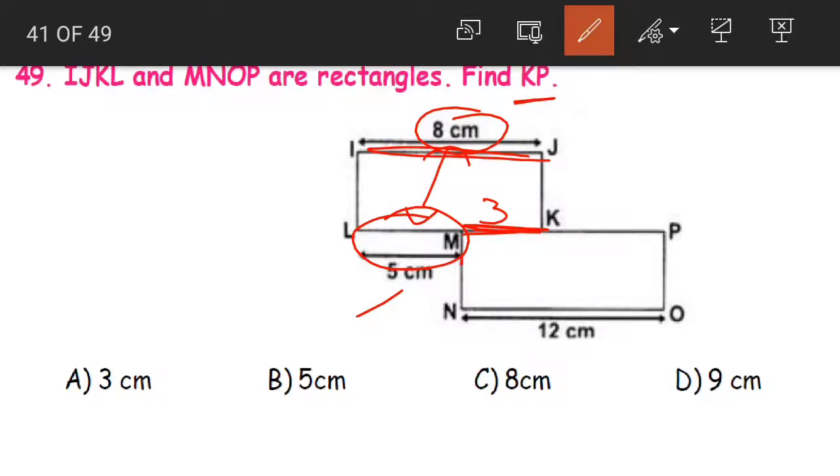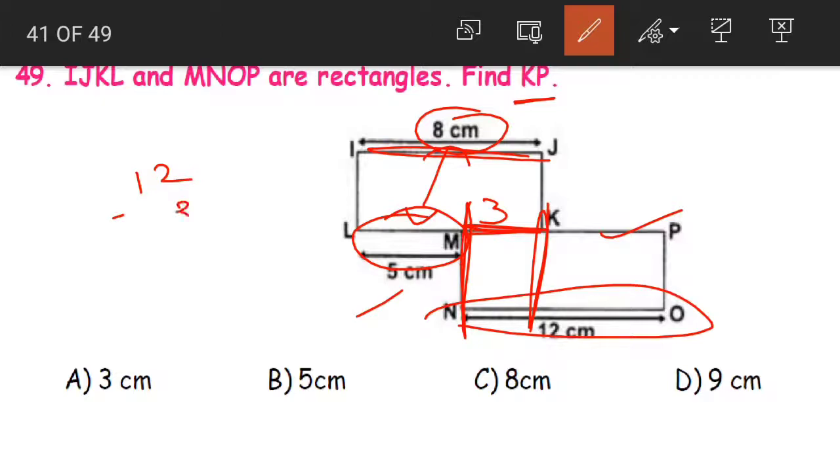No, we need to find out the length of KP, this one, but not MK. Again children, let us come back to what we understood first. What is it now? NO is 12. From that, MK is equal to 3 centimeters. Now when we subtract that 3 from 12, remaining is 9 centimeters.